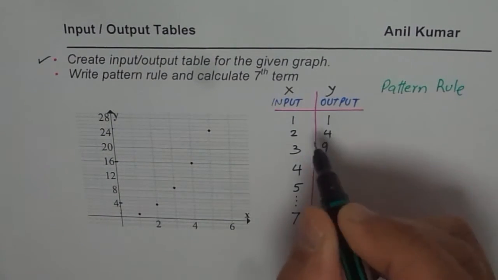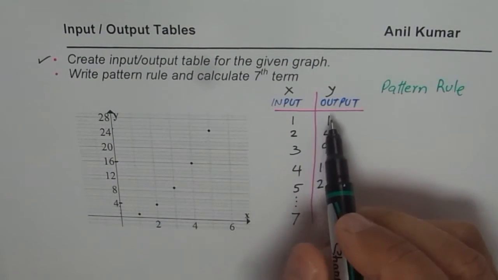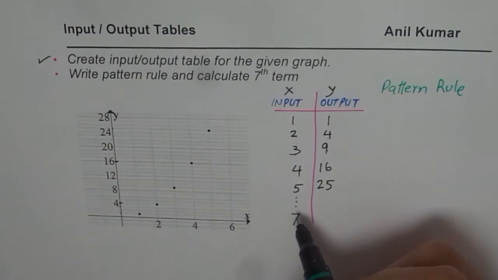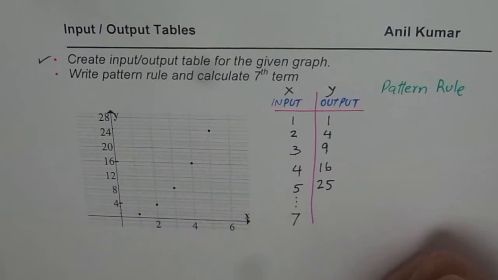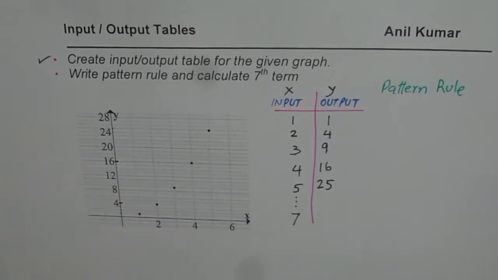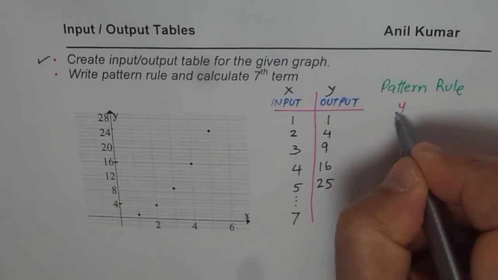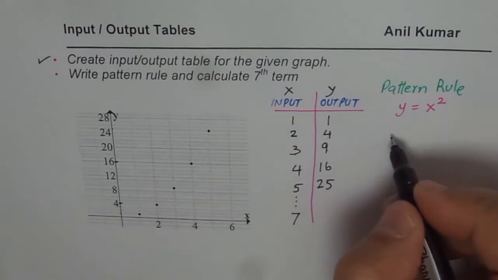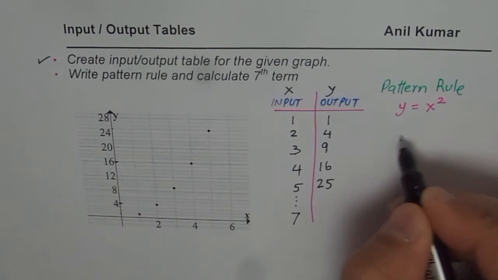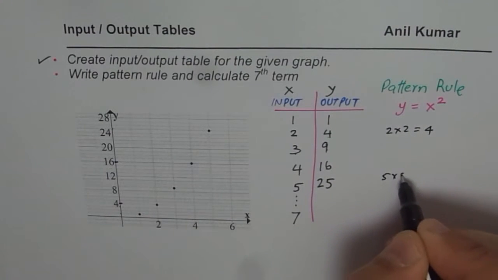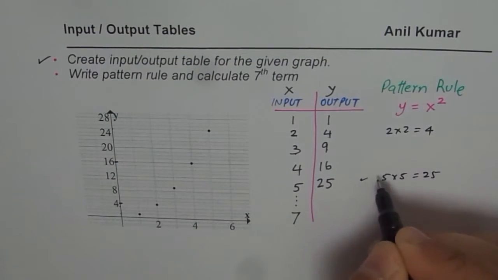Pattern rule is how you get the output from input. How do you get this 1 from 1, 4 from 2, 9 from 3, 16 from 4 and 25 from 5? Well, 1 times 1, 2 times 2, 3 times 3, or you could say n square. So we say y, the output, is equal to x square. That is the pattern rule for us. Does it work? You could also say x times x. So 2 times 2 is indeed 4, and we know 5 times 5 is 25. So we have checked it works.